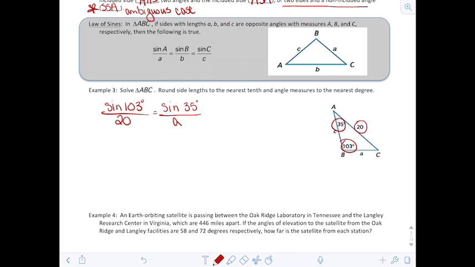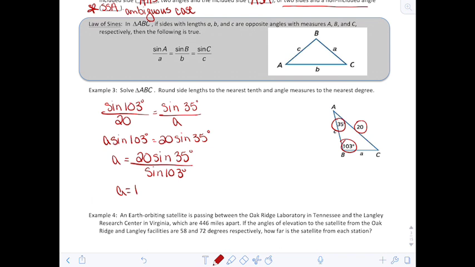So in doing that, I can get that A times the sine of 103 degrees is equal to 20 times the sine of 35. Then I would divide by the sine of 103, and A would be 20 times the sine of 35 over the sine of 103. And when I calculate that, I get A to be 11.8 as that other side.